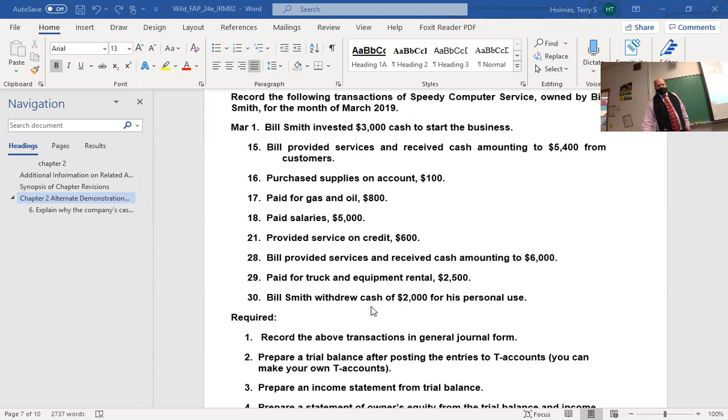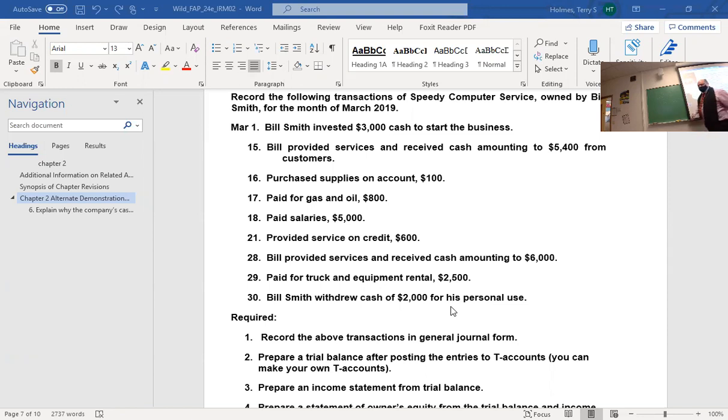Bill Smith withdrew cash of $2,000 for his personal use. We don't care what for, he withdrew it. They're trying to say he took it out of the company. Remember the money he put into the company? Now he's taking money out, so it's the opposite of the first entry. The first entry, we debited cash and credited owner's capital, the Bill Smith Capital owner's equity account. So now we're going to debit Bill Smith Capital and credit cash. We're just doing it the opposite way. So now we still have 1,000 in there instead of 3,000.